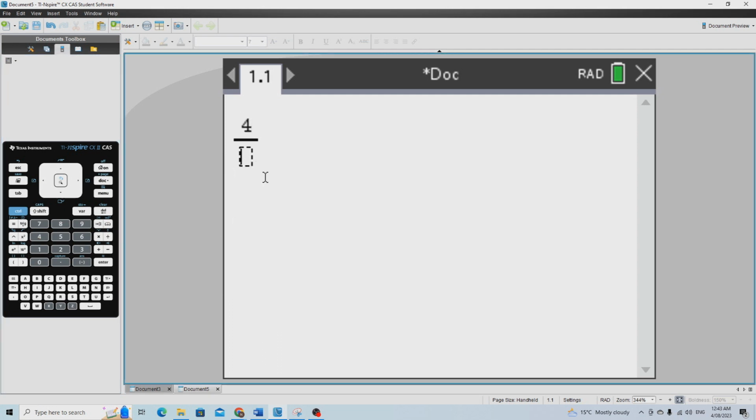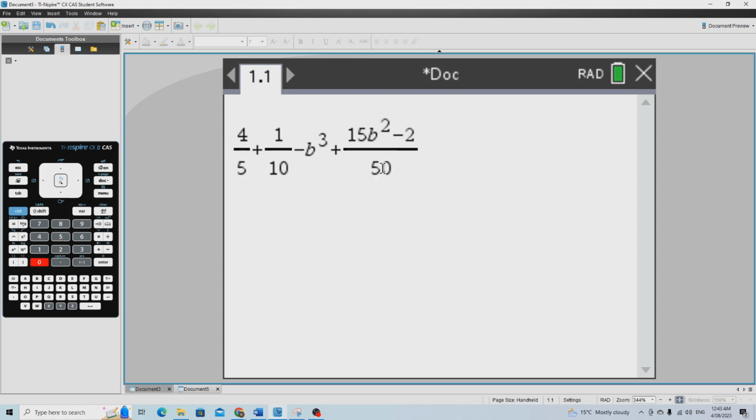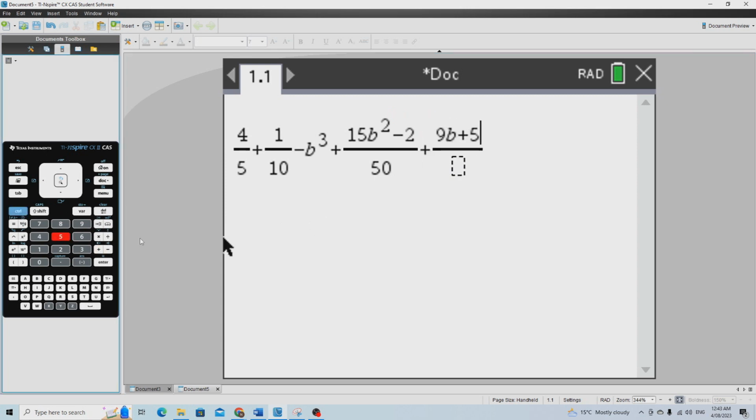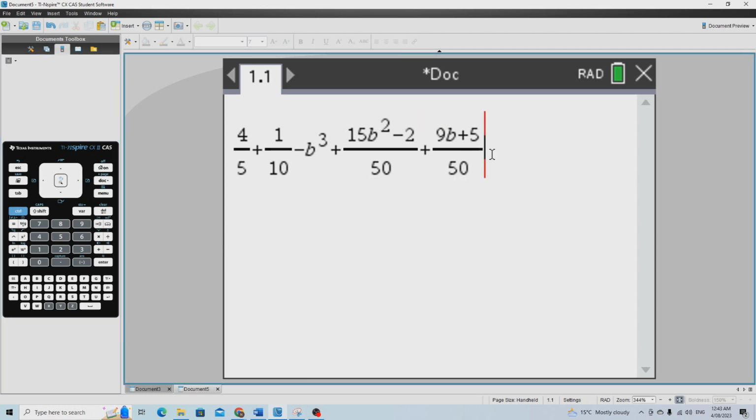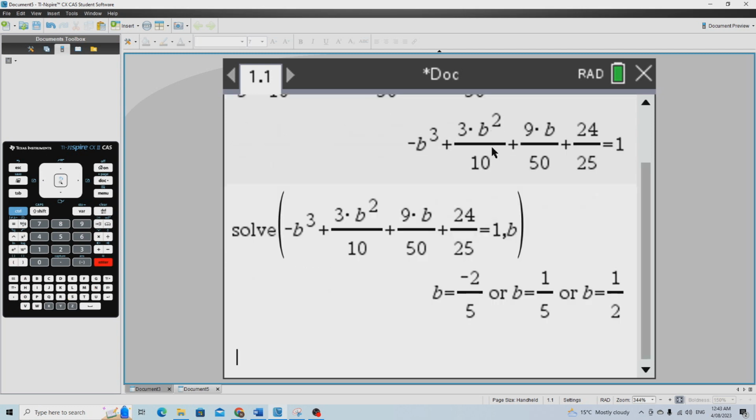So 4 over 5 plus 1 over 10, sorry, 1 over 10 minus B to the power 3 plus 15 B squared minus 2 over 50 plus 9 B plus 5 over 50 equals 1. It must equal to 1. So if we solve for B, it gives us all of these solutions. It gives us 3. Okay.